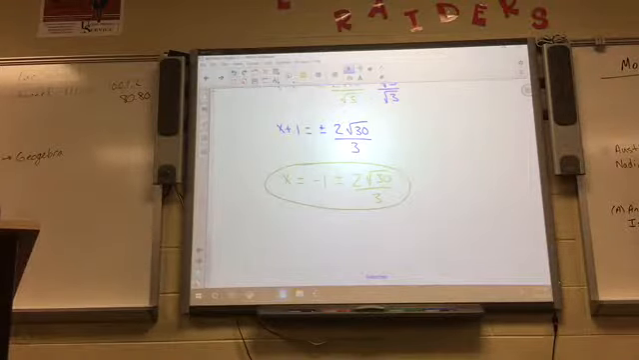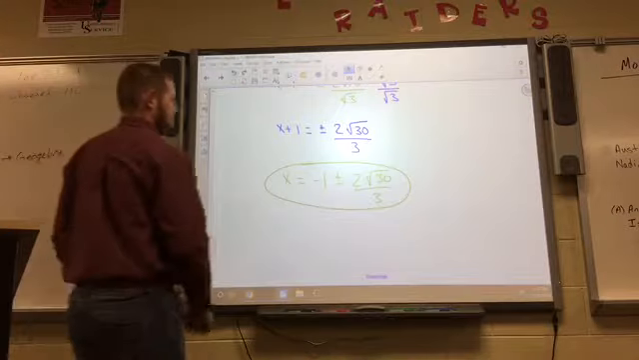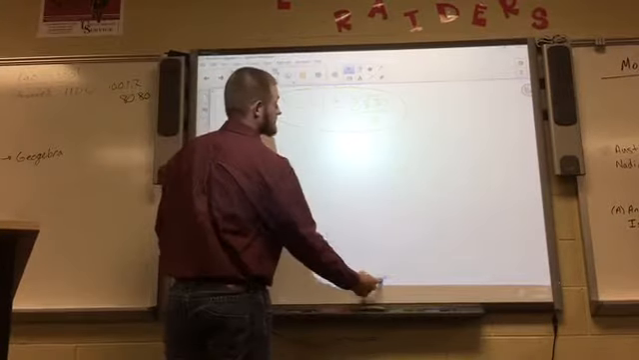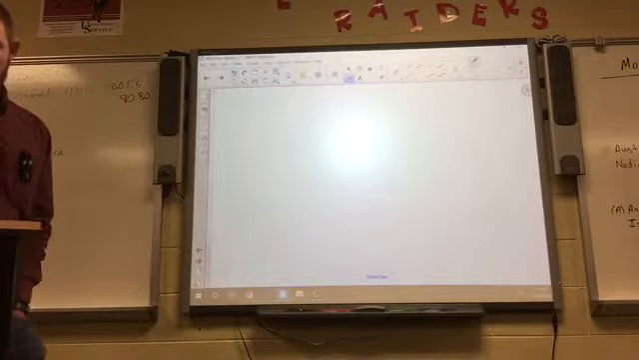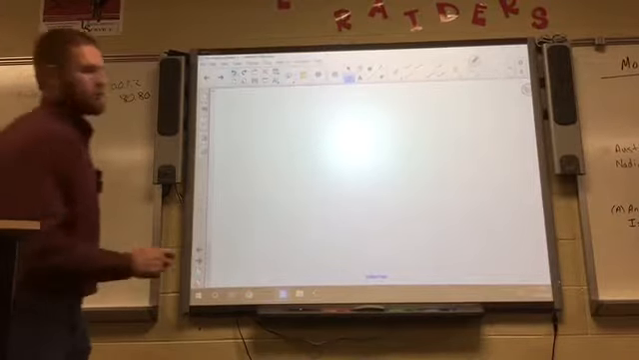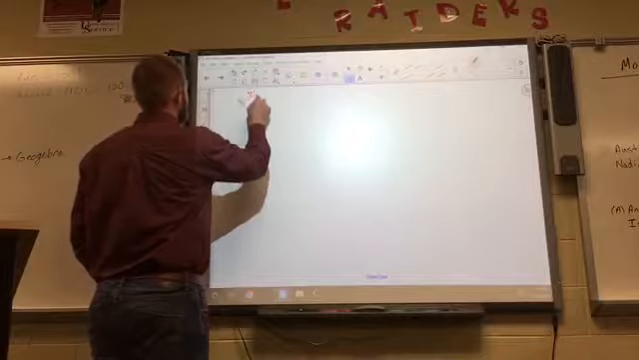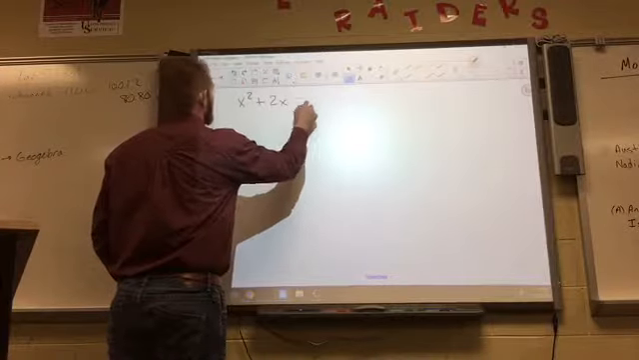So now we're flipping over. We're on page 96. Now we're going to solve by factoring. The problem that they give us is x squared plus 2x equals 48.